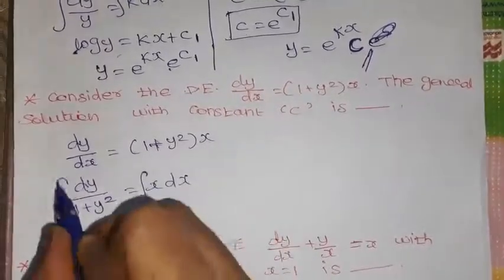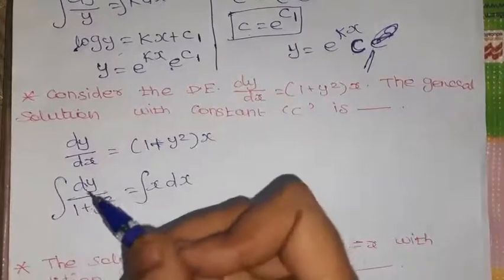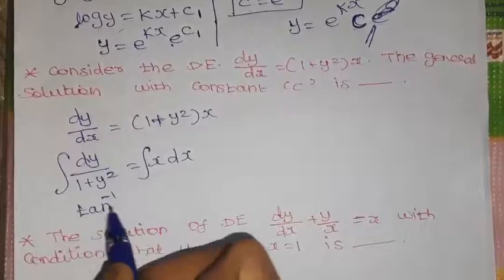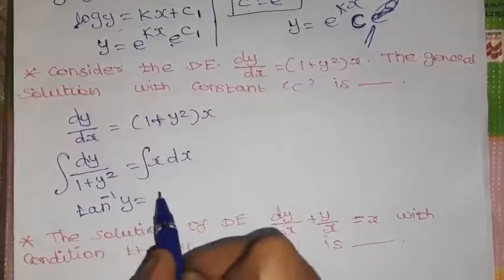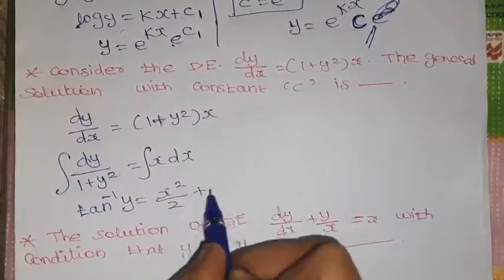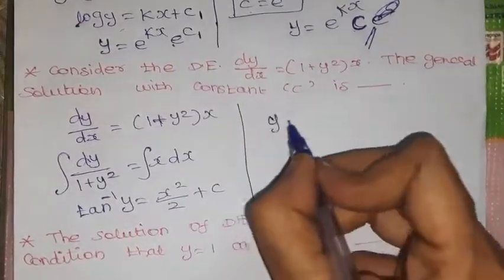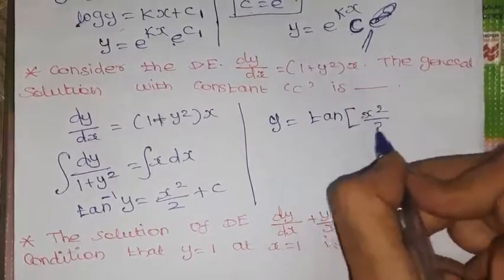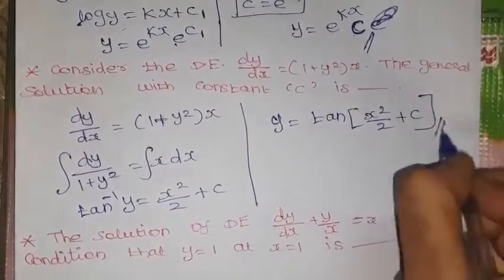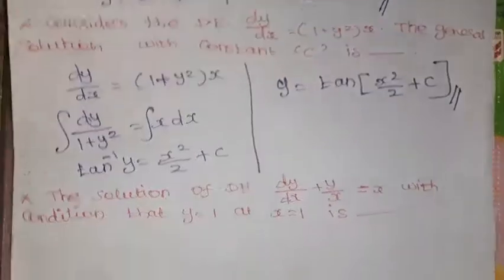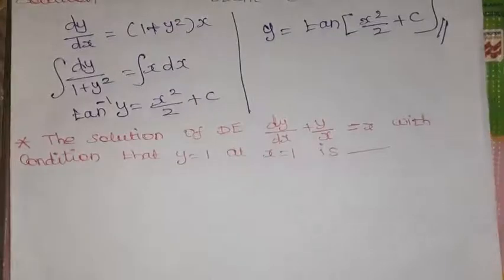Now we need to integrate on both sides. Okay. What we will get? tan inverse of y. dy by 1 plus y squared integration is tan inverse y, and then x dx is nothing but x squared by 2 plus c. Then what is y? y equals tan function of x squared by 2 plus c. So this is the general solution for the given differential equation. Then we'll move on to the next example problem.